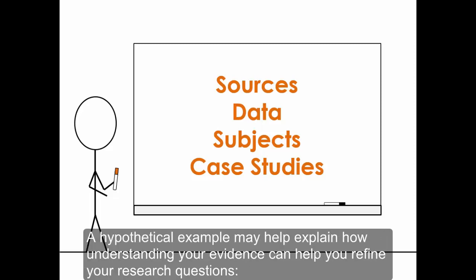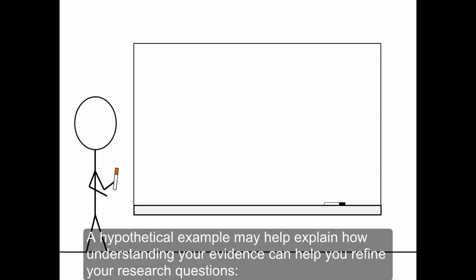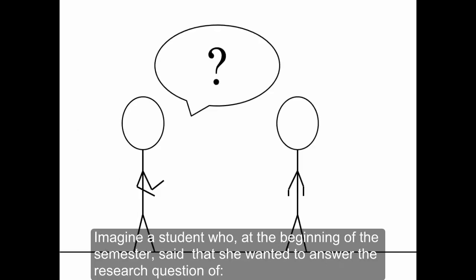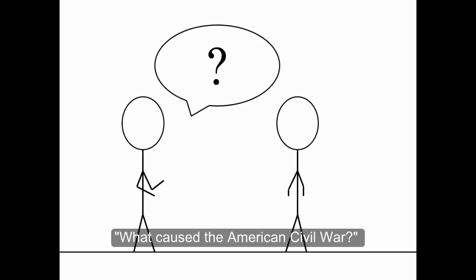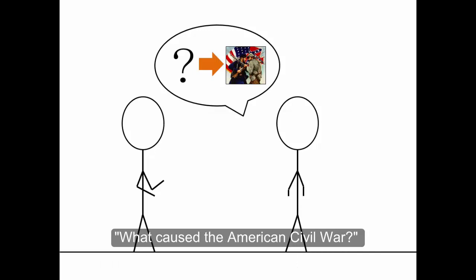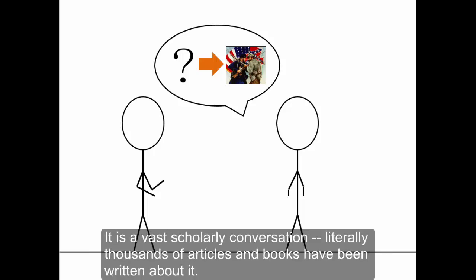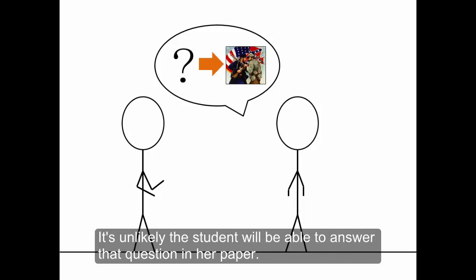A hypothetical example may help explain how understanding your evidence can help you refine your research questions. Imagine a student who, at the beginning of the semester, said that she wanted to answer the research question of what caused the American Civil War. Now, as any historian can tell you, this is a question that has been hotly debated for almost 150 years. It is a vast scholarly conversation. Literally thousands of articles and books have been written about it. It's unlikely the student will be able to answer that question in her paper.